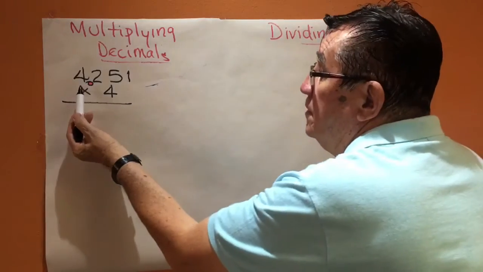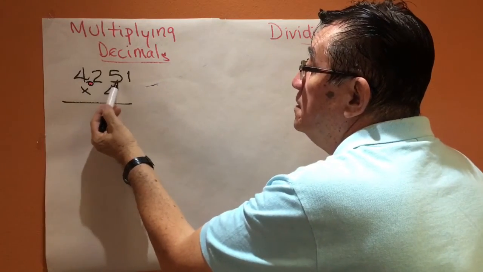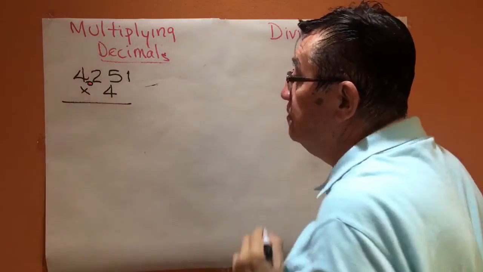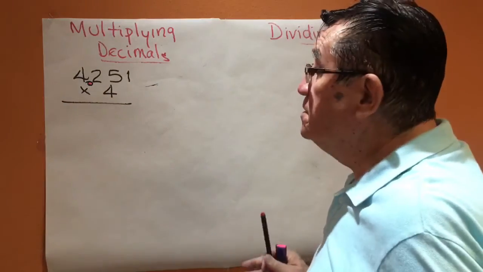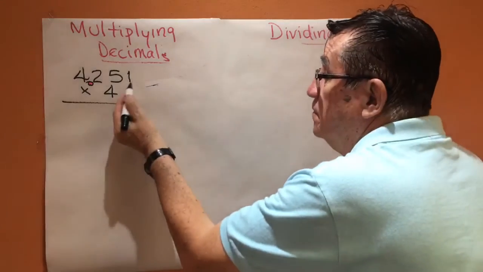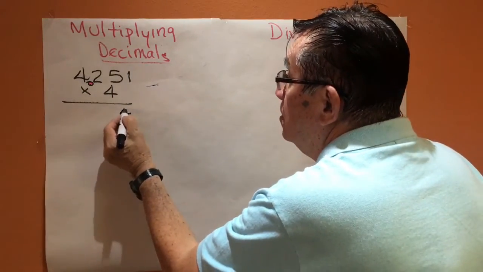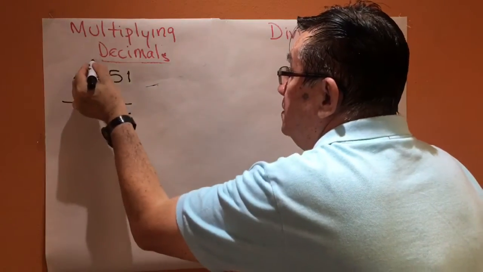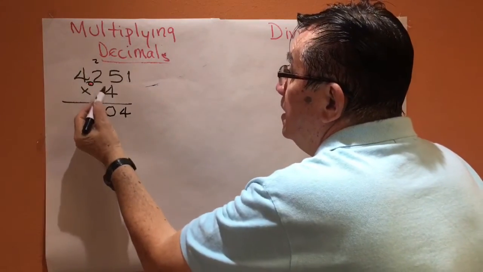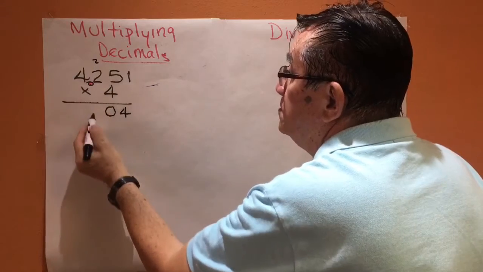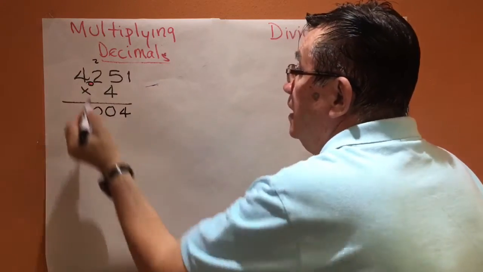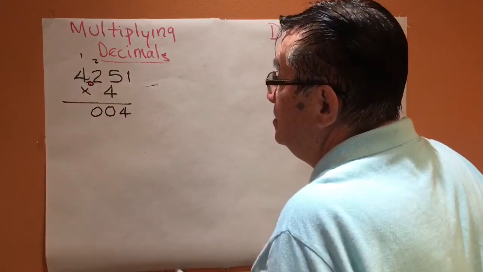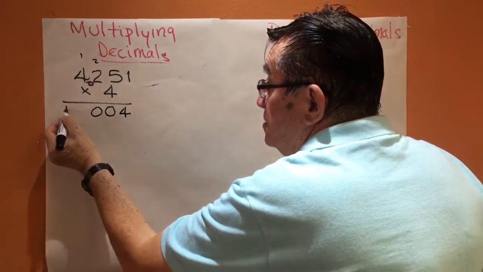I have this number, 4.251 thousandths, multiplied by 4. Well, I will multiply as usual. I multiply 4 times 1 is 4. 4 times 5 is 20. I carry 2. 4 times 2 is 8 plus 2 is 10. I carry 1. And 4 times 4 is 16 plus 1 is 17.